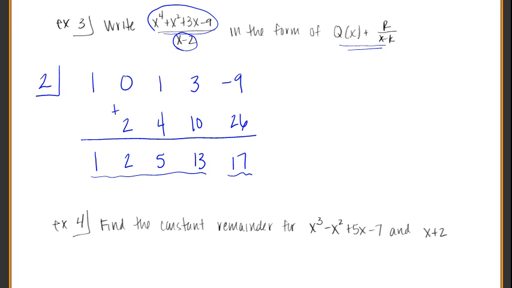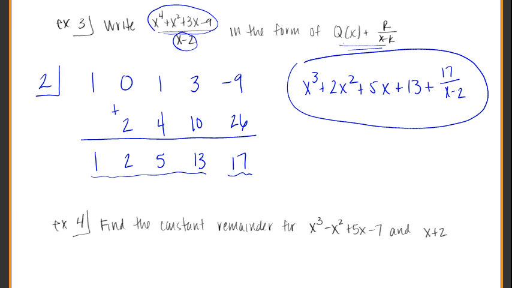So we go from x to the fourth, now down by a degree. So we're going to go 1x cubed plus 2x squared plus 5x plus 13, and then they tell us we want to go ahead and add on to our quotient the remainder over what we were dividing by. And there's our answer. All of that right there is all they're needing for this problem.